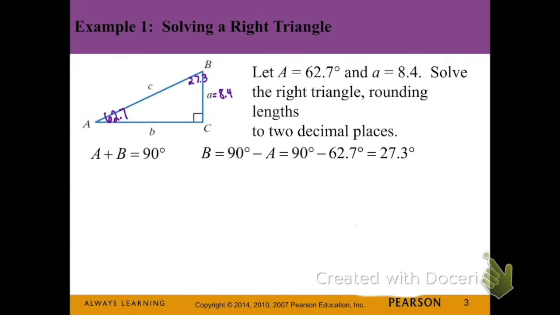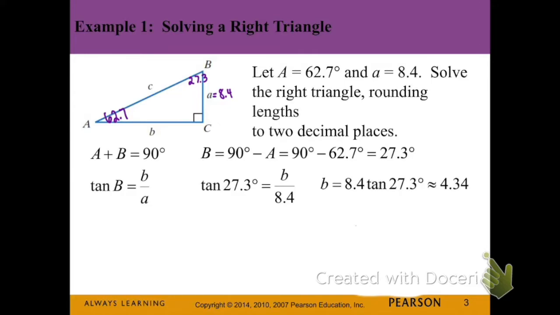Next, we're going to pick either side C or side B to solve for. I'm going to solve for side B, and I'm going to use a tangent function. So we have tangent of angle B equals opposite over adjacent, which is B over A. I can plug in angle B and side A, and to solve this equation, I'm just going to multiply 8.4 over to the left side and plug that in my calculator. I get side B to be approximately 4.34.